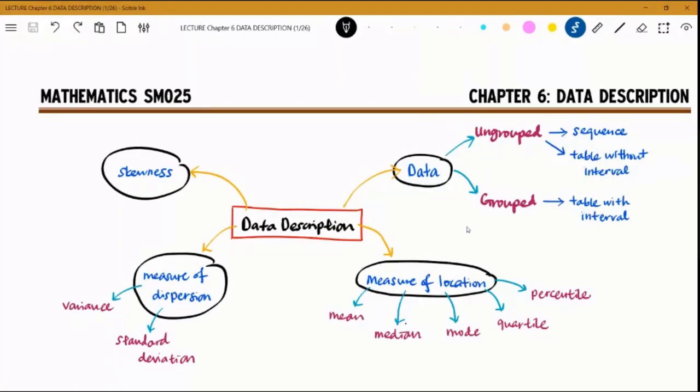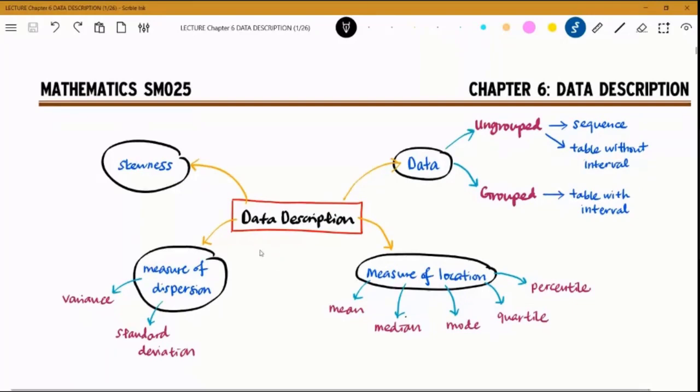So once we know the data, which is either ungroup or group, we can measure the location, which involves the mean, median, mode, quartile, and percentile. And then we also need to measure of dispersion, which is variance and standard deviation. And then lastly, we will see the skewness. Okay, so starting with the introduction of data.